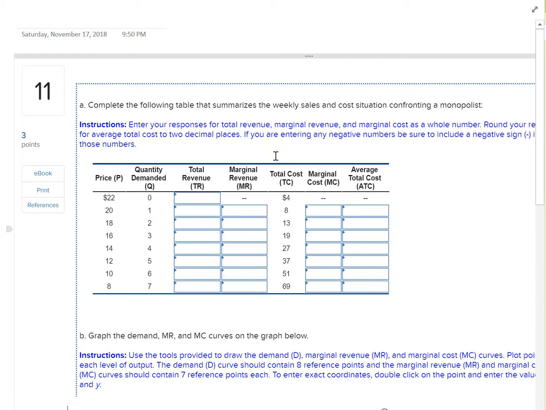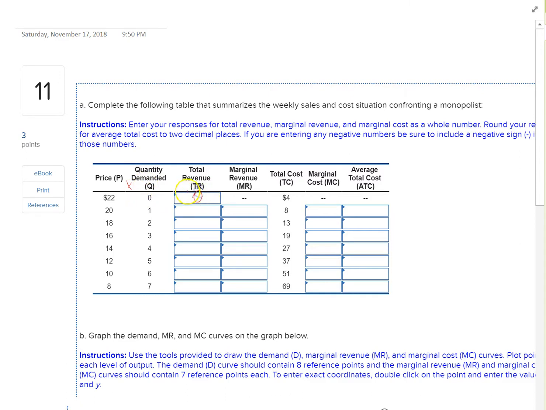Number 11 is our last one that I'm going to go through, and this is, again, just doing the calculations and getting comfortable with how all of these things work together to give us the information that we need. So we're going to complete the table, and we're going to summarize weekly sales and costs for a monopolist. They're asking for whole numbers here, so watch out for that. And so here we go. We're going to do total revenue first. This is really easy. Price times quantity equals total revenue.